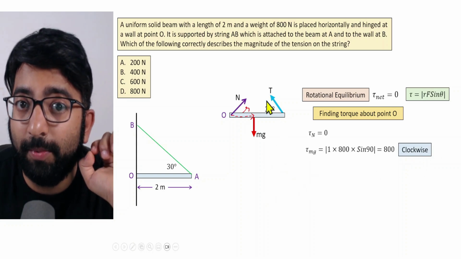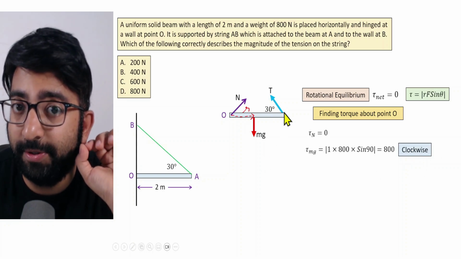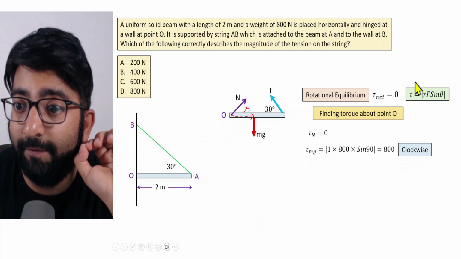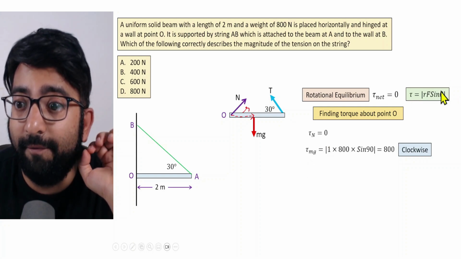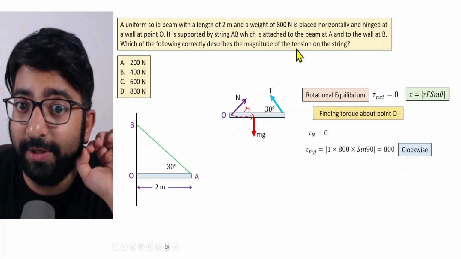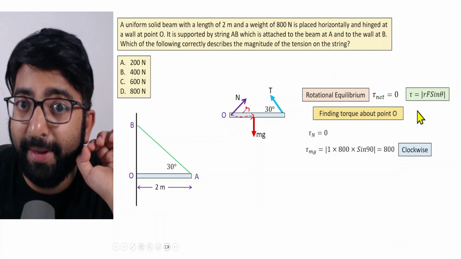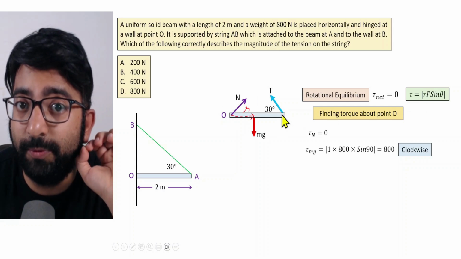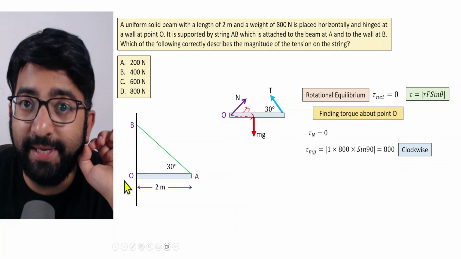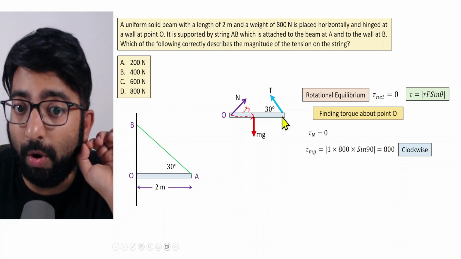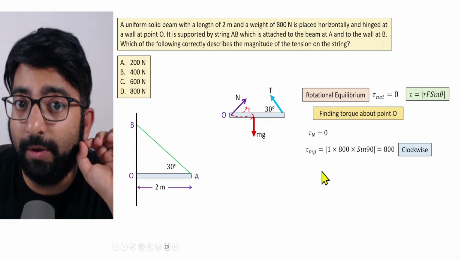And finally, we come to the last force T. T is the tension force. So the torque due to tension will again be R F sine theta, where the value of F is T, which we are supposed to find. The angle theta is 30 degrees. R means the distance between the hinge point and the point at which tension is being applied. Hence, R is basically the distance between O and A, which is equal to 2 meters. So for torque due to tension, the R value is equal to 2.